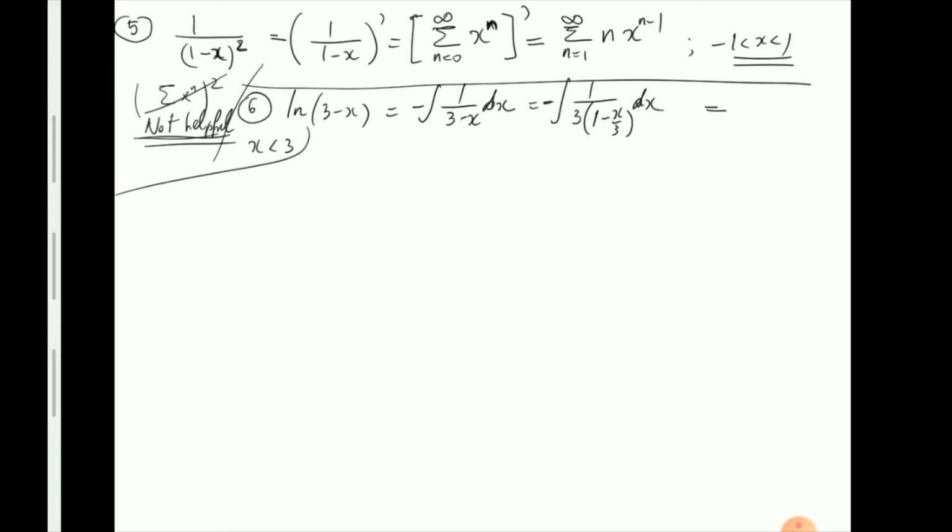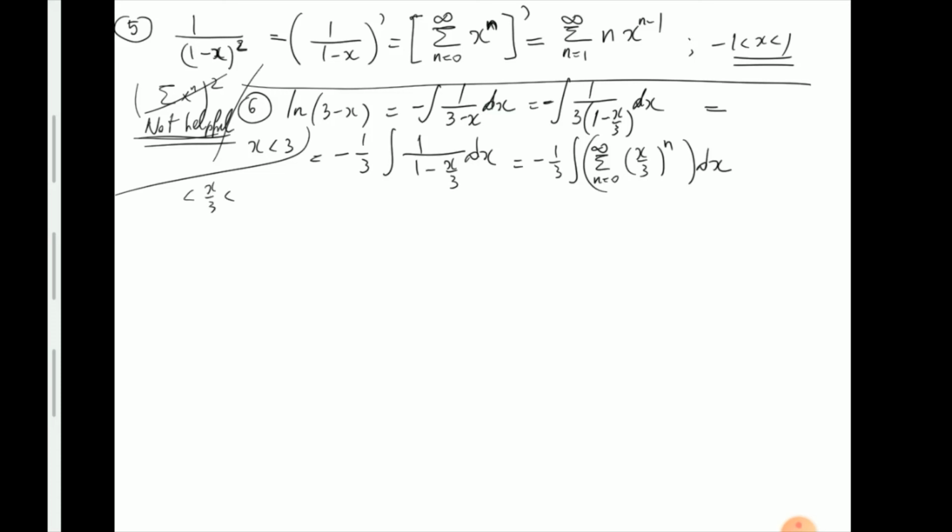And let's see, we can take 1 over 3 out of the integral. And now inside the integral, we can apply the formula. So inside the integral, I can replace that function with the summation from 0 to infinity of (x over 3) to the power n dx. Now at this point, notice that x over 3 should be between minus 1 and 1 for that to converge, which means x should be between minus 3 and 3. Or to be more precise, in our case, is actually 0, 3. No, sorry, minus 3 and 3, because x could be negative. Yeah, that's fine. So just between minus 3 and 3. As long as it's less than 3, the natural log exists, is defined, right?